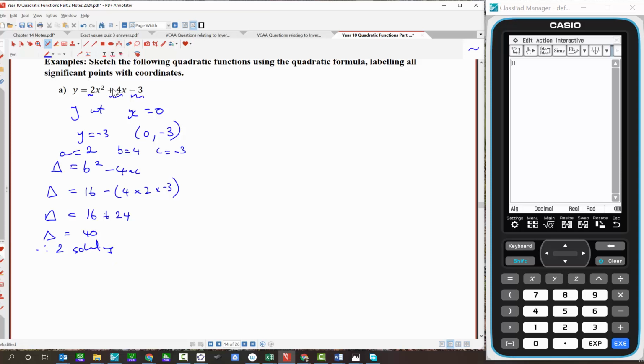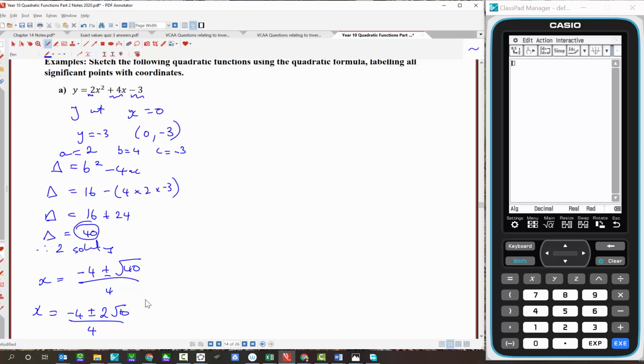What are the solutions? Let's use the quadratic formula. So x equals negative b, which is negative 4, plus or minus the square root of b squared take 4ac, which we've worked out there, so it's just the square root of 40, over 2a, which is 4. Now what we want to do at this point is make sure that we have fully simplified this. So x is equal to negative 4 plus or minus, and we're going to go root 4 times root 10, which is 2 root 10, over 4.